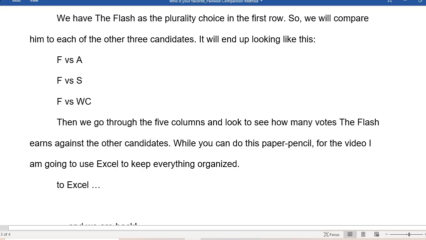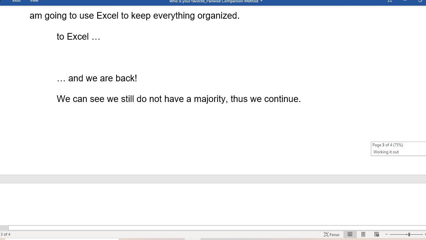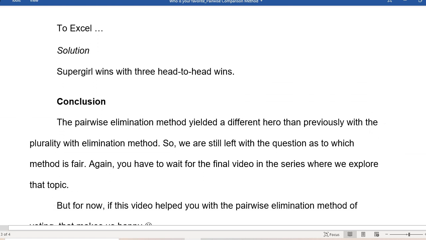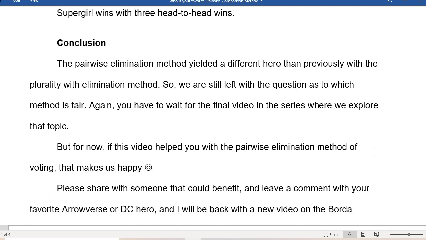And so now, the solution: Supergirl wins with 3 head-to-head wins. Alright, and so that's excellent. And in conclusion, the pairwise elimination method yielded a different hero than previously with the plurality elimination method. Okay, so we're still left with this question as to which method is fair.